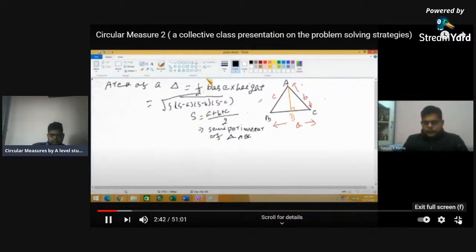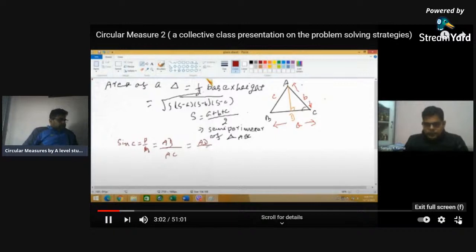There is another method or formula that we can develop in order to find the area of this triangle, that is going to be widely used in problem solving. So you can write it here: sine C equals AD over AC. You can see the length of AC is b in this case. That gives you AD equals b sine C.